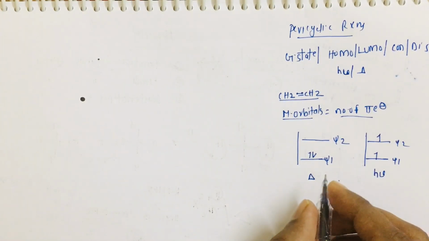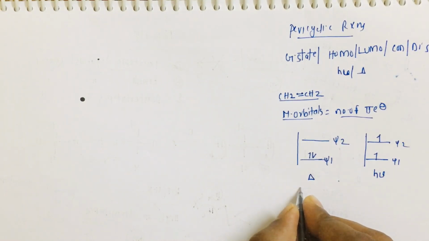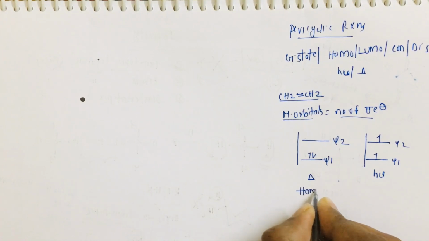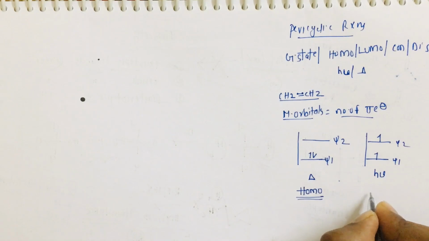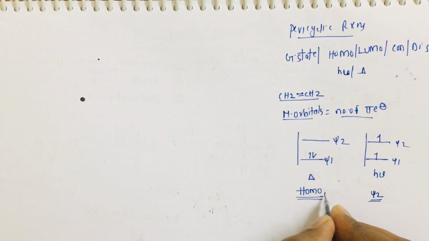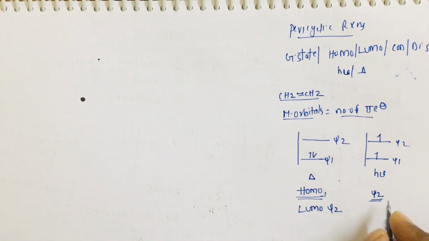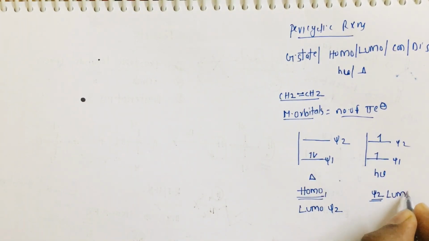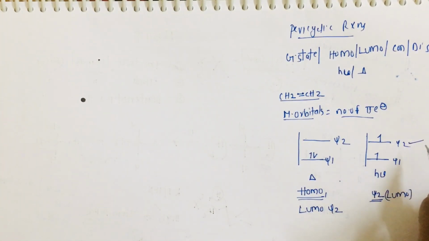So now under thermal condition, the HOMO is psi1. Under photochemical condition, the HOMO is psi2, and here the LUMO is psi2, and here also we can say LUMO is psi2 only, because further there is no orbital, so we can say psi2 is HOMO as well as LUMO in this case.